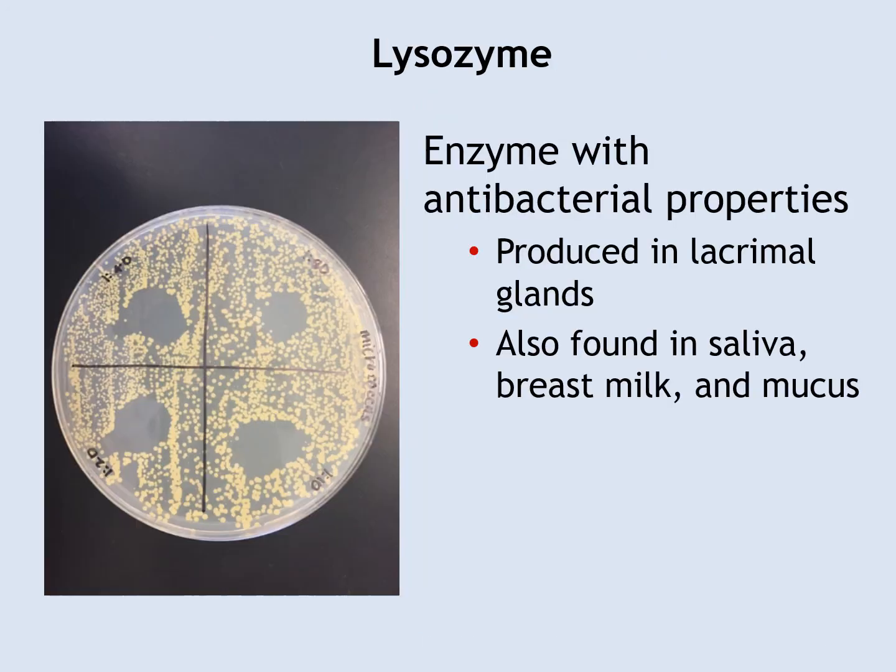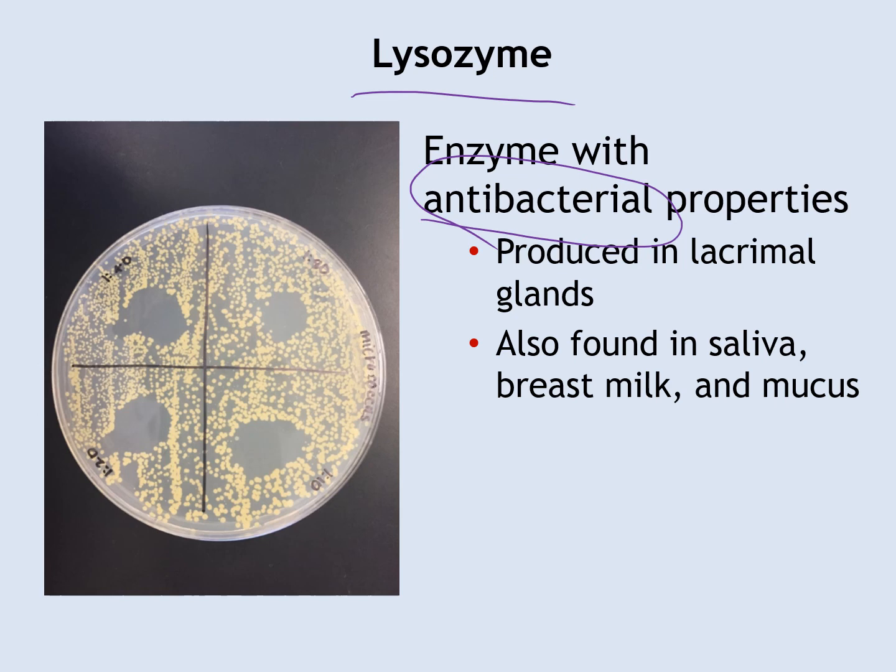Now, your lacrimal sac is not just making tears, it's also making this enzyme called lysozyme. Lysozyme is made in the lacrimal glands. It's also found in saliva, in breast milk, in mucus, and it's a nice overall antibiotic. And it's there to protect your eyes from bacterial infection.